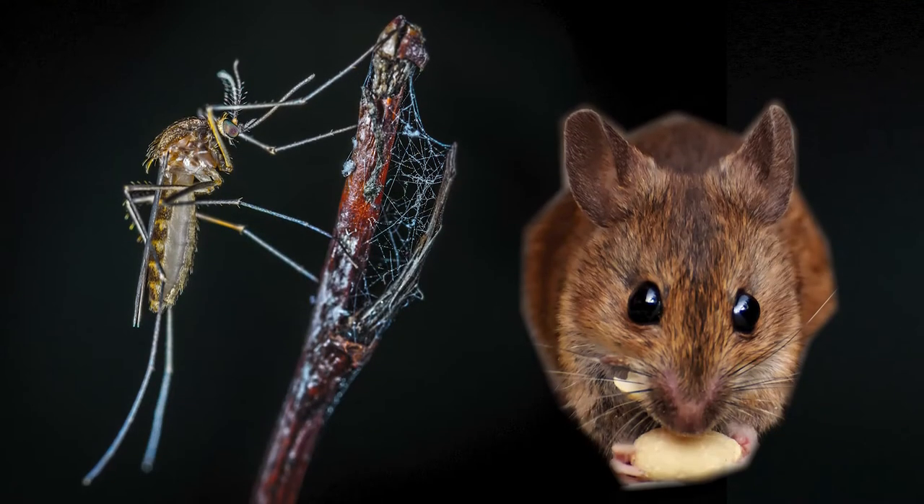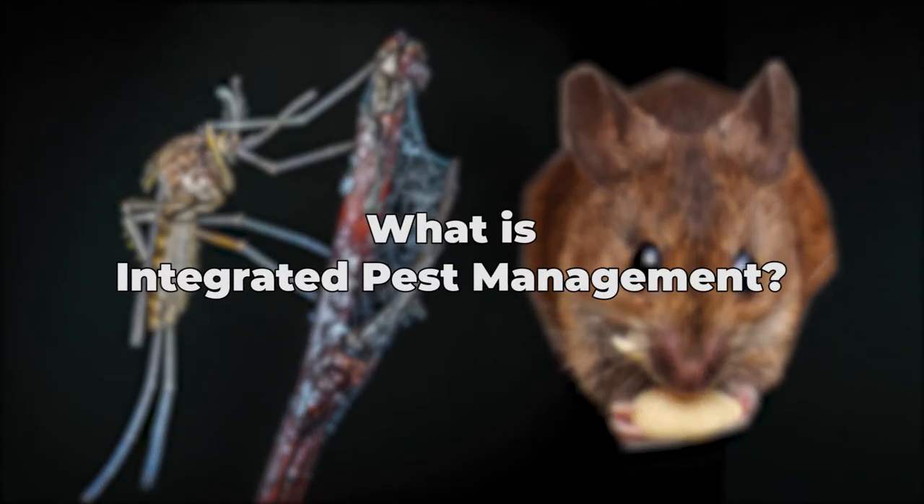Today, I will be talking about the use of integrated pest management in the control of rodents and mosquitoes around your home. What is integrated pest management? It is a systems approach to pest control that incorporates pest proofing, sanitation, cultural practices, and behavioral changes, together with monitoring and the timely use of pesticides to control pests.